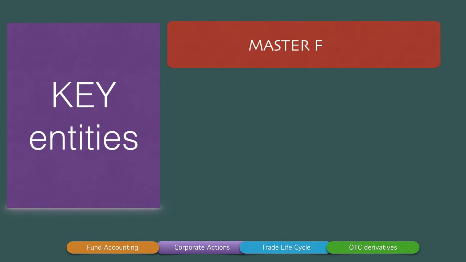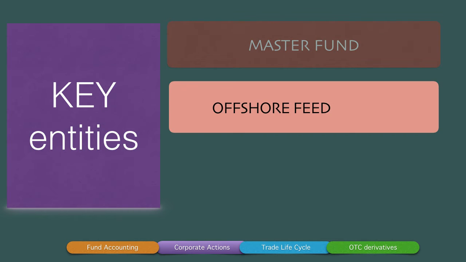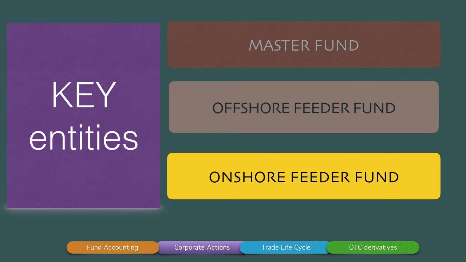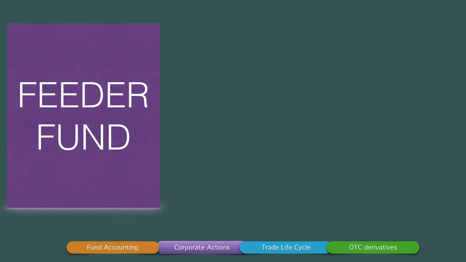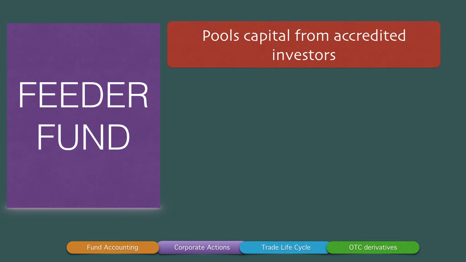In a master feeder structure, the key entities are simple. Because I'm saying it is simple, it doesn't mean it's simple. The structure is very, very complex. The first one is the master fund. The second is the offshore fund. This offshore fund is called a feeder fund. And the third is the onshore feeder fund. And to understand the role of each of these, let's try and understand what a feeder fund is. The feeder fund is basically the fund that collects capital from different accredited investors.